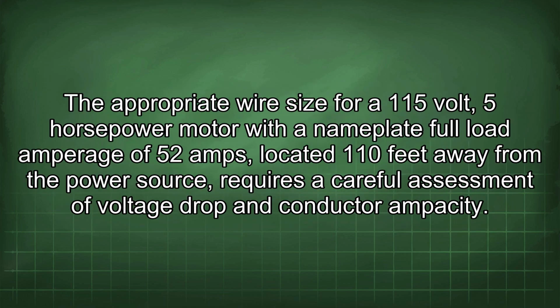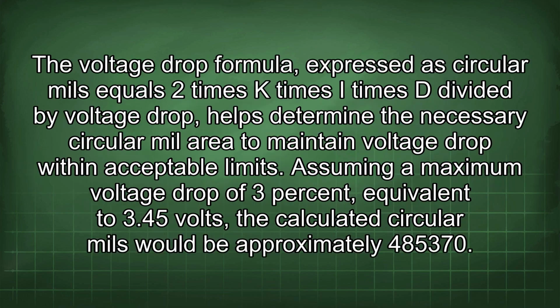The appropriate wire size for a 115-volt, 5-horsepower motor with a nameplate full load amperage of 52 amps, located 110 feet away from the power source, requires a careful assessment of voltage drop and conductor ampacity. The voltage drop formula, expressed as circular mils equals 2 times K times I times D divided by voltage drop, helps determine the necessary circular mil area to maintain voltage drop within acceptable limits.